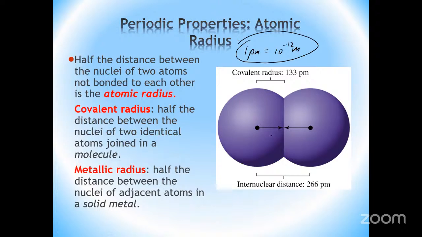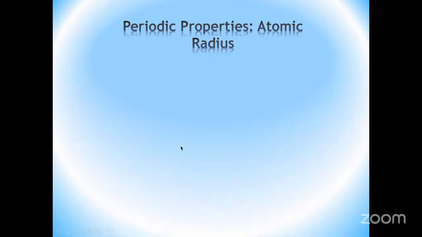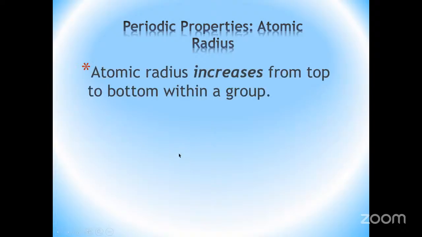For metallic radius, it's kind of the same thing. It's half the distance between the nuclei of adjacent atoms in the solid metal, very similar to the covalent radius. Now, what trends will we observe in terms of the atomic radius? Let's look at what happens as you go down any group. It doesn't matter what the group is, you'll find that the atomic radius will increase going from top to bottom of the group.